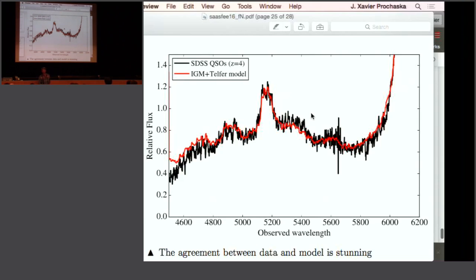And you can see that, with maybe the exception right here in the very bluest wavelengths, the description of the IGM that we've constructed is within a few percent an accurate description of the universe on average. I find that really quite stunning.